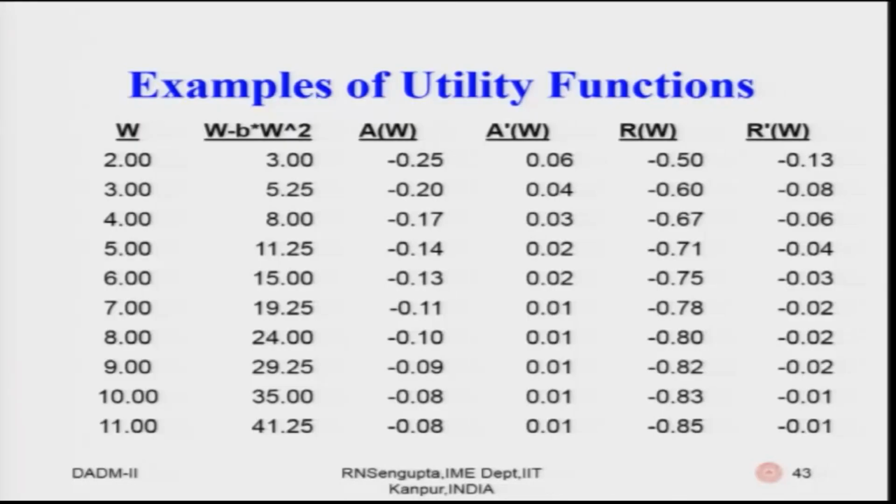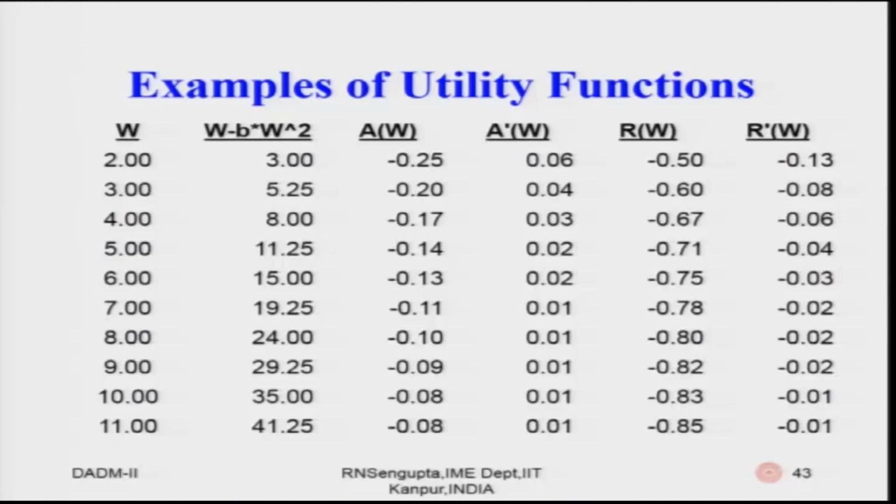Now, let us consider an example for the utility function, which is the quadratic one. So, you will have W, the values of wealth, in the first column as given in the slide, because I have not put some values which I will come to in the explanation. In the second column we have the utility function, in the third column A, the fourth column A prime, the fifth column R and the sixth column R prime. So, what are the missing columns? I am going to come to that within a few seconds.